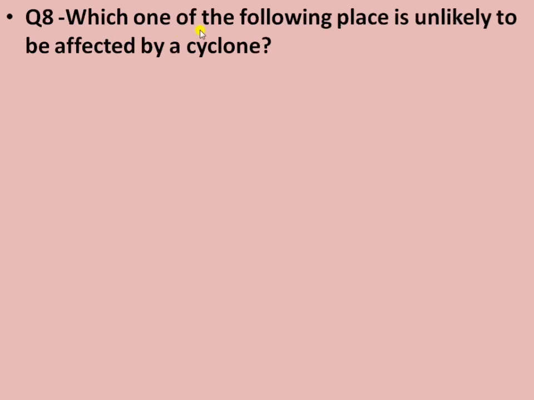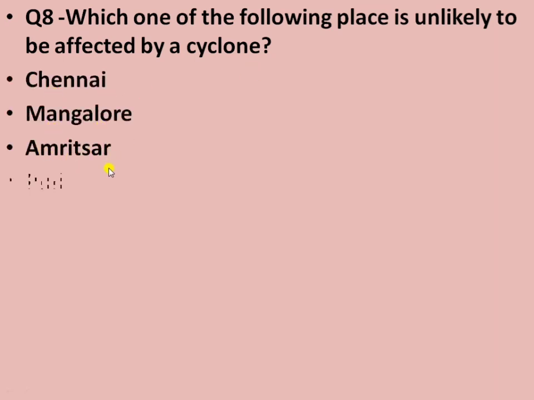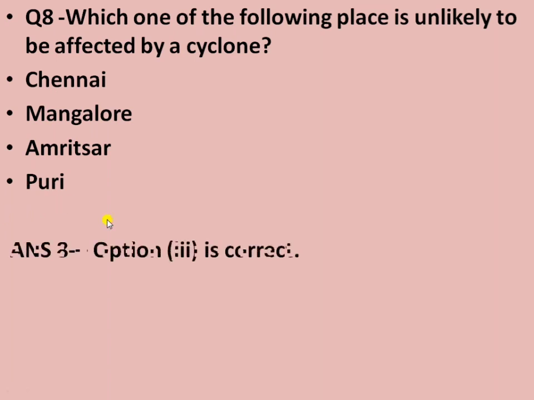Moving on to our next question, that is question number 8. Which one of the following places is unlikely to be affected by a cyclone? The options are Chennai, Mangalore, Amritsar and Puri. So the correct option is Amritsar, because Amritsar is far away from the sea, while the remaining three, Puri, Mangalore and Chennai, are present in coastal areas and are more likely to be hit by a cyclone. Amritsar is far away from the sea. That's why this place is unlikely to be affected by a cyclone.